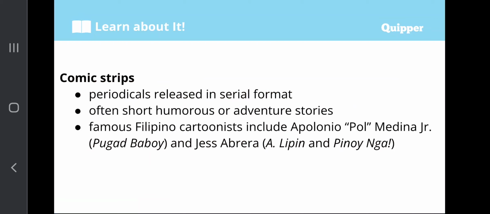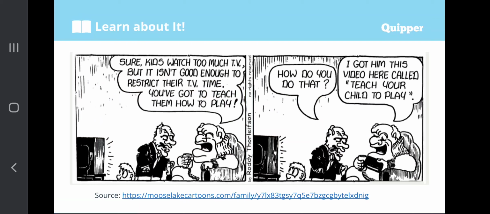Comic strips are periodicals released in serial format, often short, humorous, or adventure stories. Famous Filipino cartoonists include Apolonio Paul Medina Jr., who illustrated Pugad Baboy, and Jess Abrera for Ang Pinoy Nga. Here are some examples of comic strips or graphic literature.